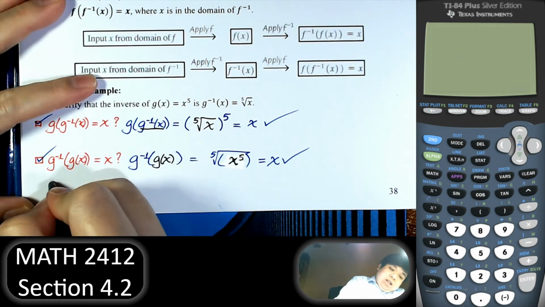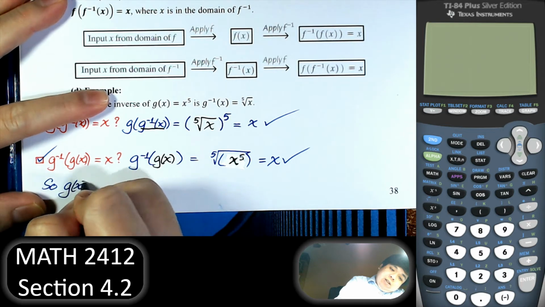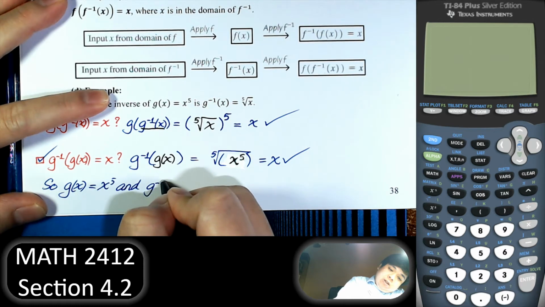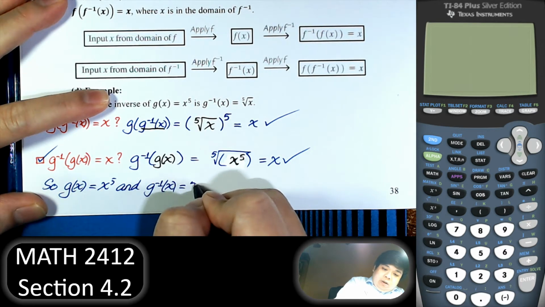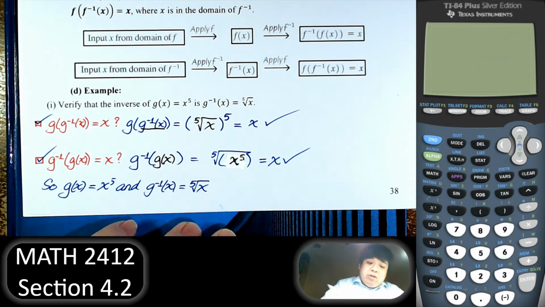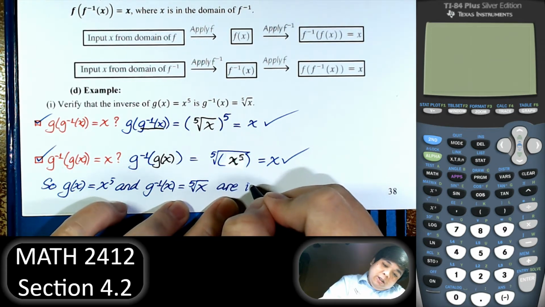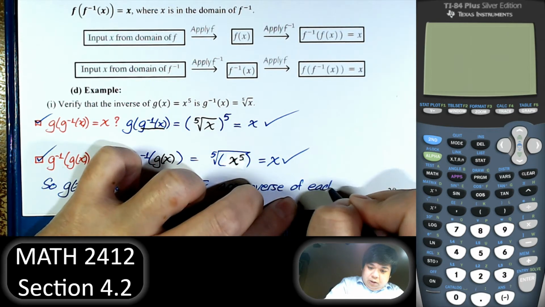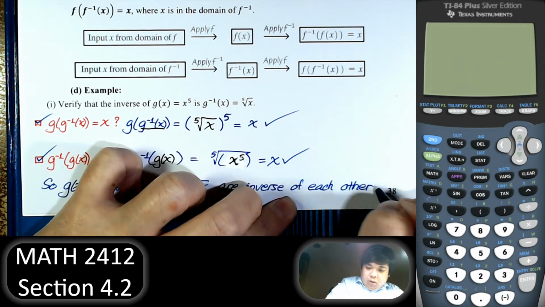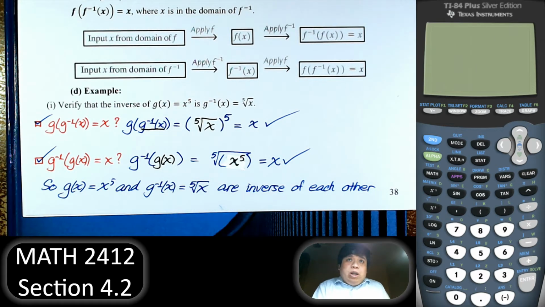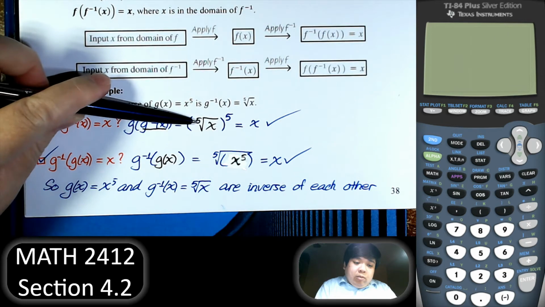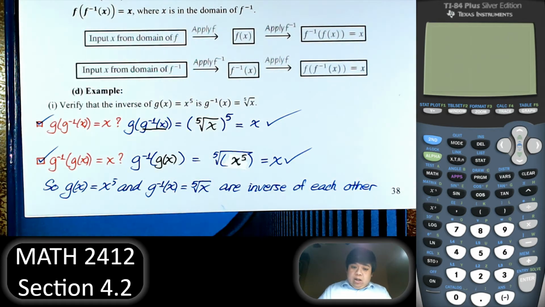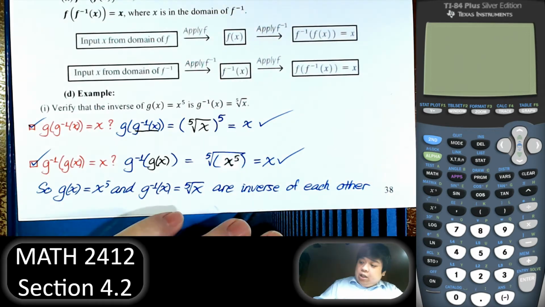Yes, so we can say g of x, x to the fifth, and g inverse, the fifth root of x, are inverse of each other. Right. Now, I want to do a little more general case. The root and the power, if they are the same, will cancel out. The way we can write that is we can use this property.